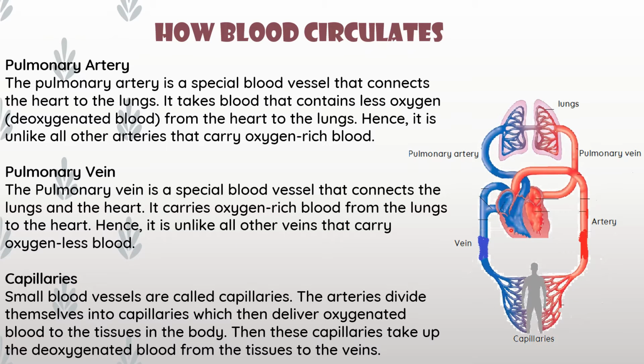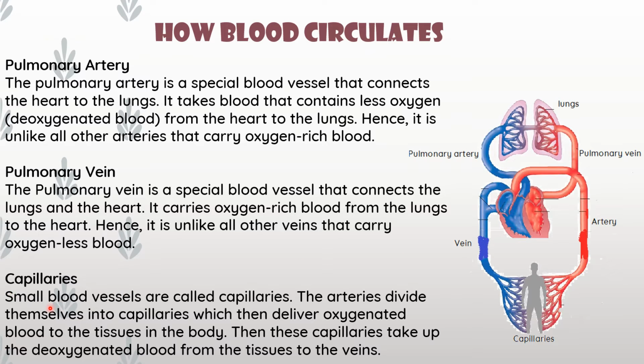So this is the heart, and from the heart to the lungs is the pulmonary artery, carrying oxygen less blood. In the lungs oxygen is added, and this oxygen rich blood comes to the heart through the pulmonary vein, from the lungs to the heart. And from here, arteries carry oxygen rich blood and veins carry carbon dioxide rich blood.